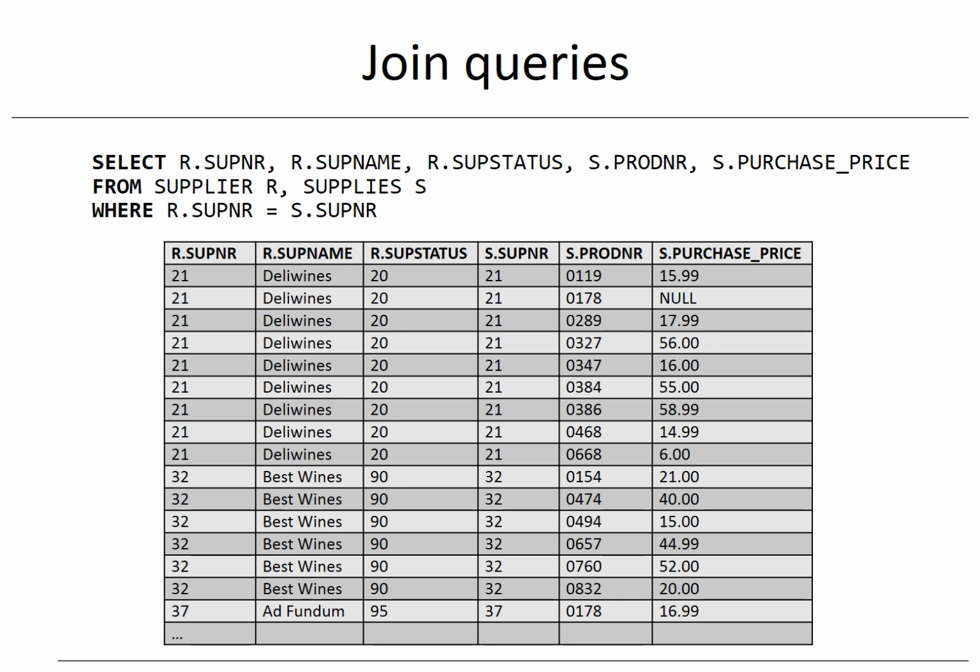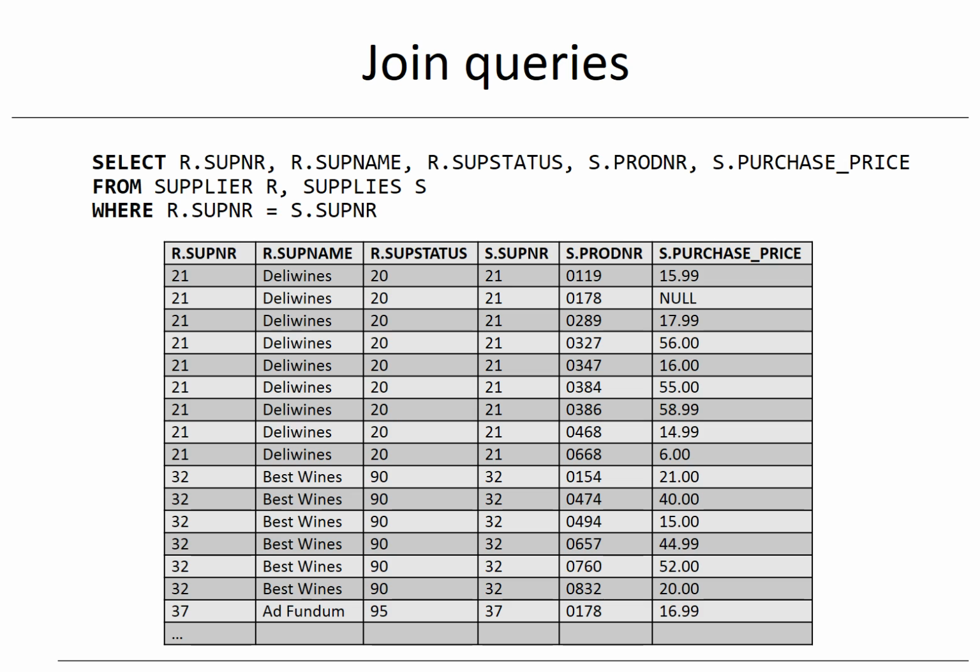Our SQL join query with an additional where clause reads as follows. Select r.subnumber, r.subname, r.substatus, s.prodnumber, s.purchaseprice from supplier R, supplies S, where r.subnumber equals s.subnumber. In other words, the tuples can only be joined if the supplier numbers are identical.